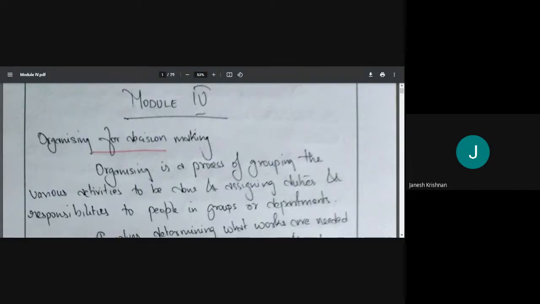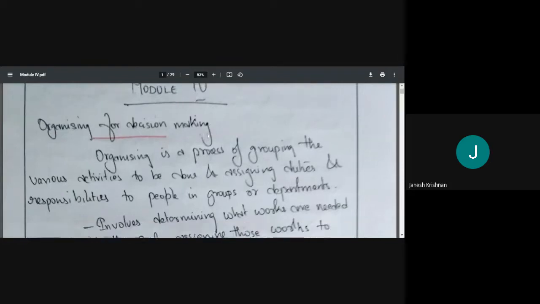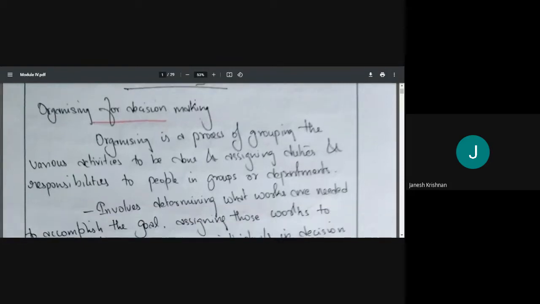So today we'll be starting with the next topic, that is organizing. Okay, the next step, organizing. So why do we do organizing? We make decisions. Right? What is the decision making tool? So organizing. What is organizing?